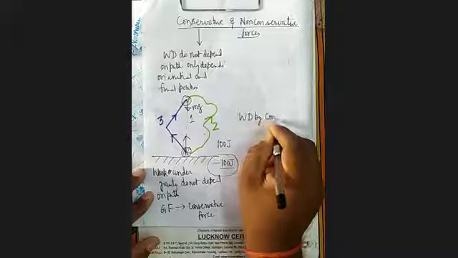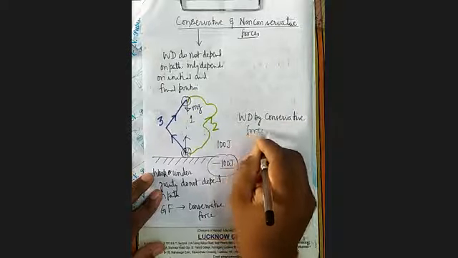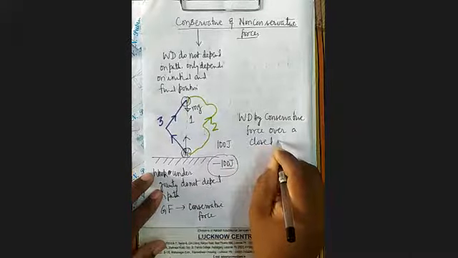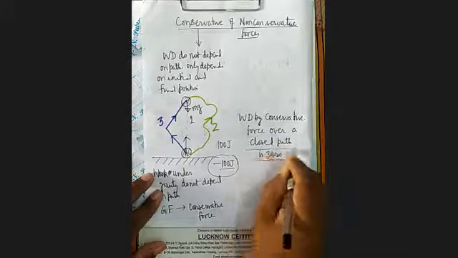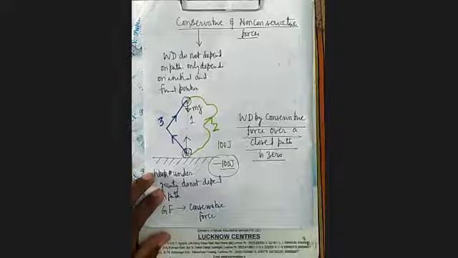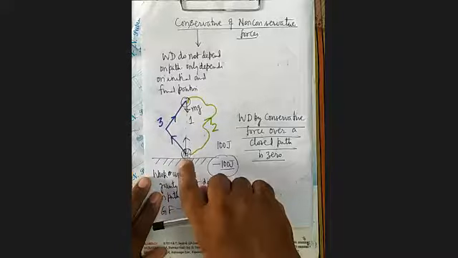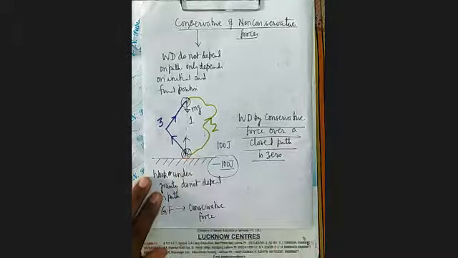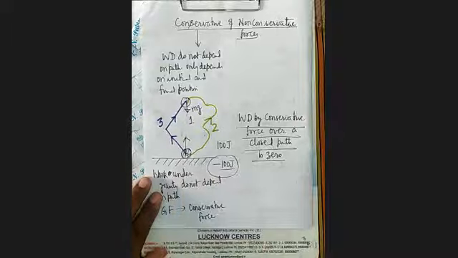So work done by a conservative force over a closed path is 0. This is the very important property of the conservative force. Work done by a conservative force over a closed path is 0. Closed path means you have gone from here to here and then returned this way. In this case, work will become 0 because the initial and final point are the same. The initial point is this position, and the final point is also the same position.